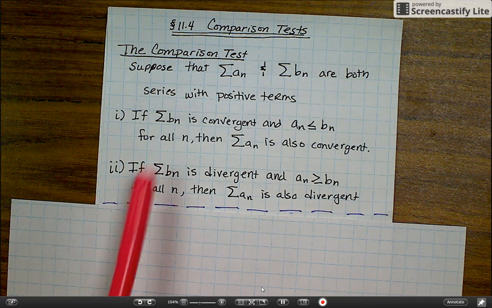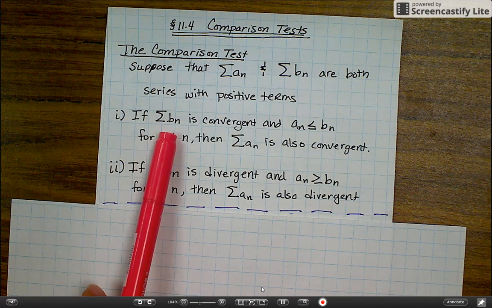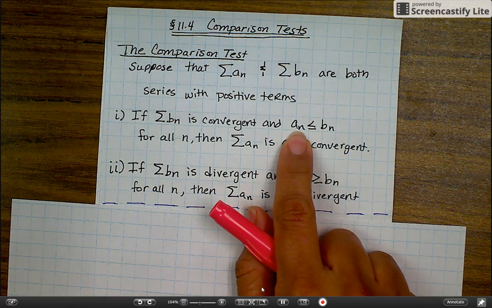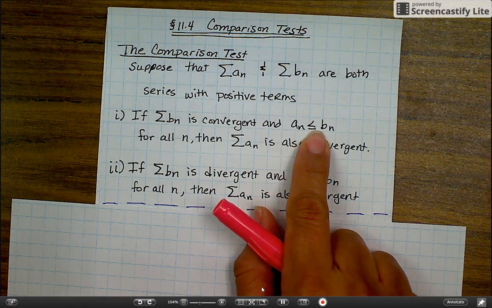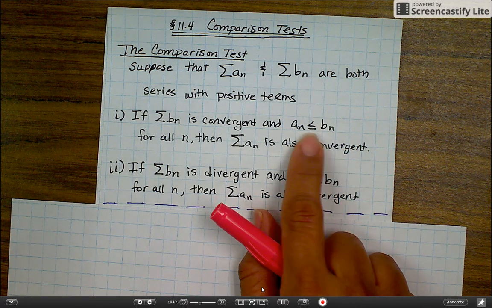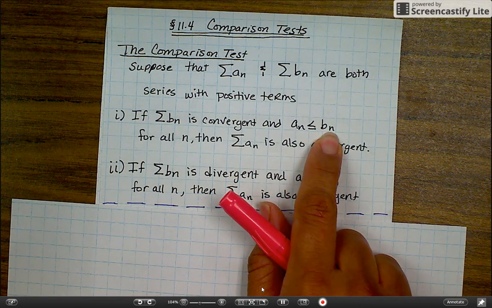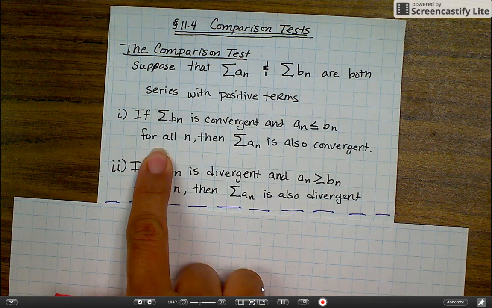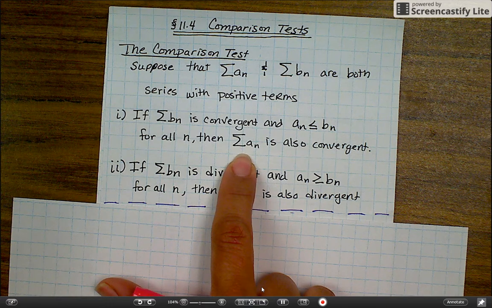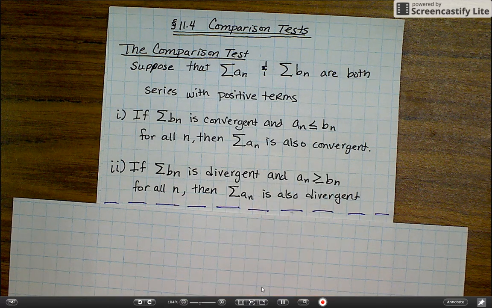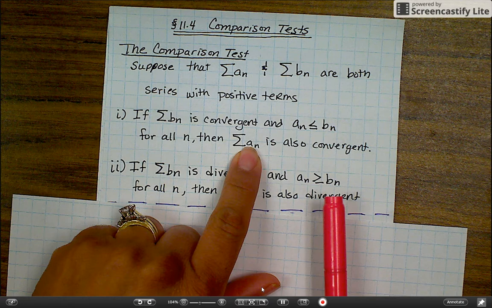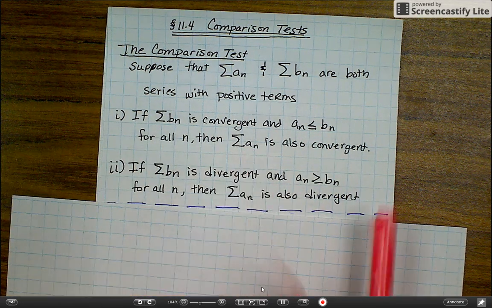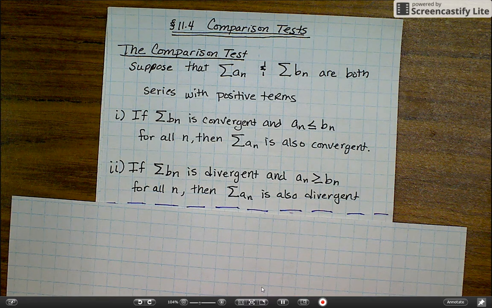If you have the series Bn and you know it's convergent, and all the values of An are less than Bn, so if you know that An is smaller than Bn, and you know Bn converges to a value, then you know that the series An is also going to be convergent because since An is less than Bn, if this converges, then these have to converge since this one also already goes down to a value.